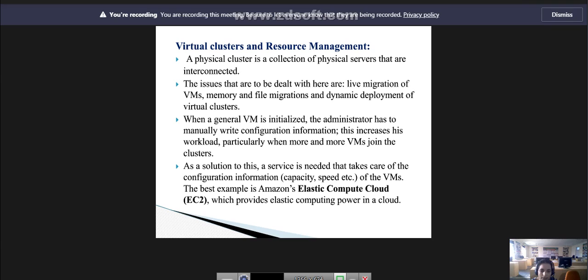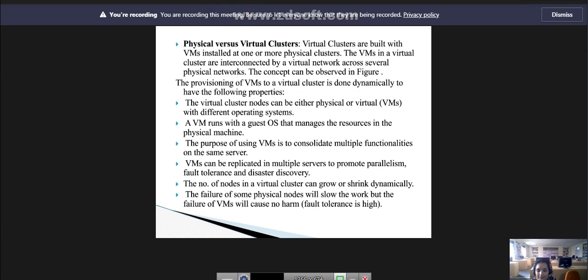As a solution to this, a service is needed to take care of the configuration information like capacity, speed, etc. of the virtual machines. The best example is Amazon's Elastic Compute Cloud, EC2, which provides elastic computing power in a cloud. In this virtual cluster, the live migrations of virtual machines, memory and file migrations and dynamic deployment of virtual clusters, and the virtual machines in the virtual cluster have the following interesting properties.